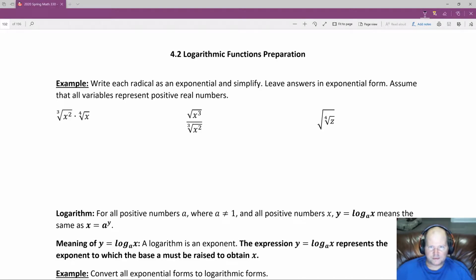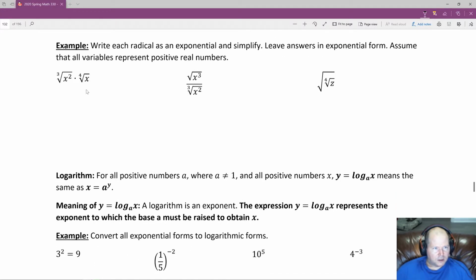4.2 Logarithmic Function Preparation Part 3. So, a little bit more practice, but we're going to be going over some radical rules.